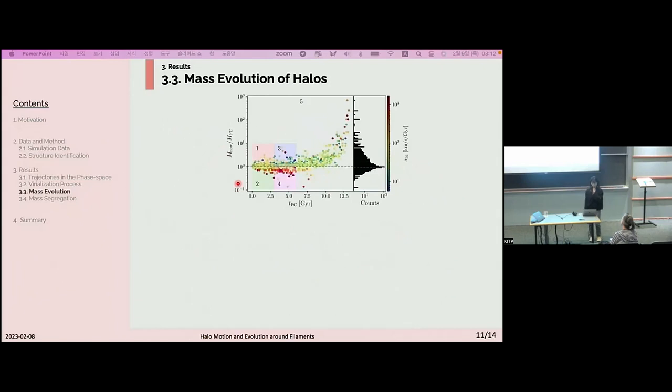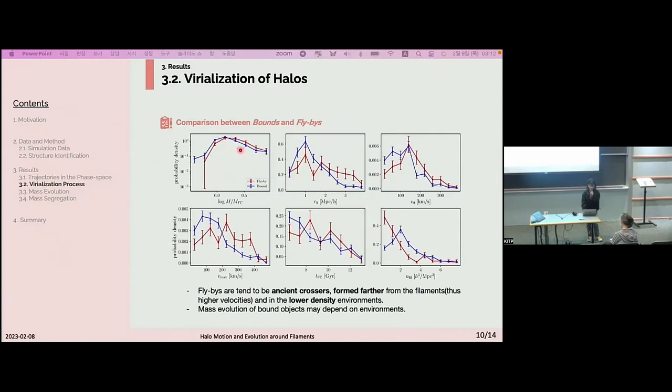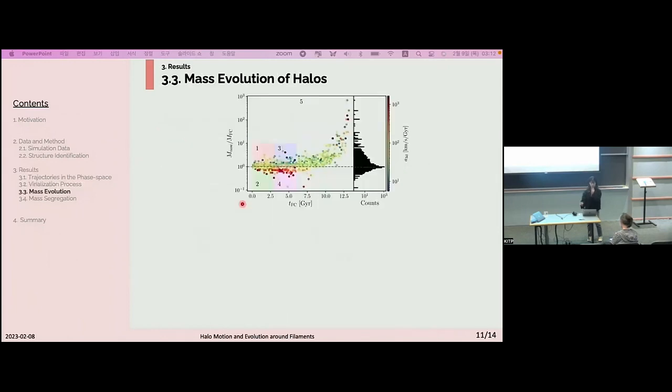So we investigated mass evolution of halos. I'm first showing the same figure of this first panel, but as a function of time since first crossing. We internally call these plots banana plots because they look like bananas. If you see the 5th panel, can you see? I'm not sure if you can see the number here.